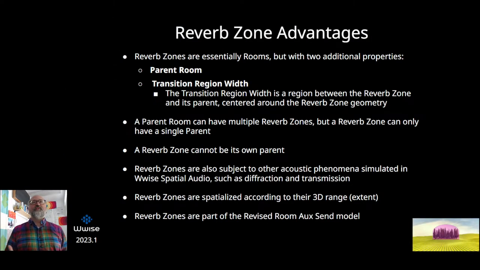So again, reverb zones are essentially rooms, but with two additional properties. They get a parent room and they get a transition region width. And that region width is a region between the reverb zone and its parent, centered around the reverb zone geometry. It's not time-based. It's a location-based transition. A parent room can have multiple reverb zones, but a reverb zone can only have a single parent. A reverb zone can't be its own parent.